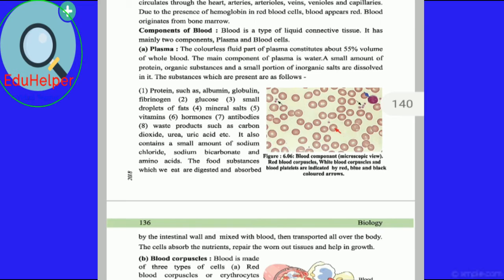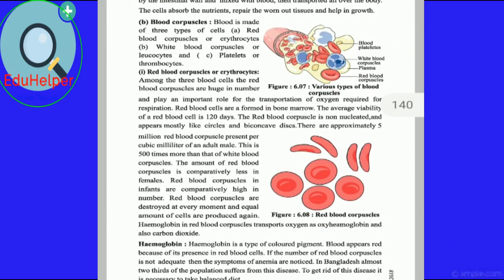Okay, now I am going to describe the most important component of blood, that is blood corpuscles. A blood cell, also called a hematopoietic cell, hemocyte or hematocyte, is a cell produced through hematopoiesis and found mainly in the blood.